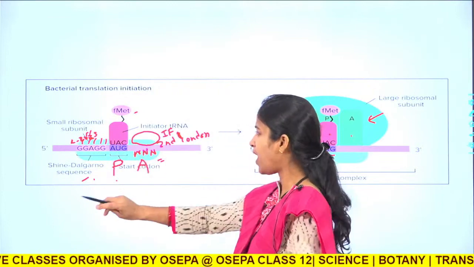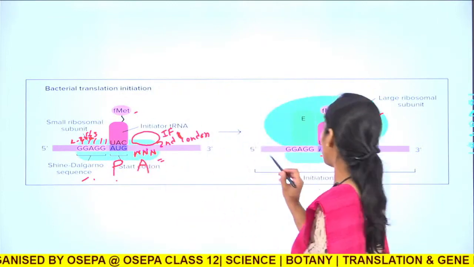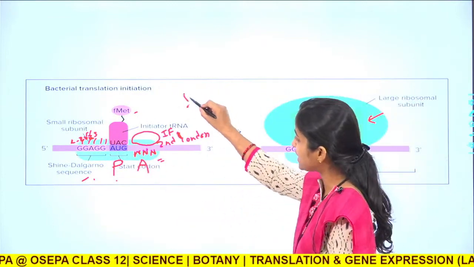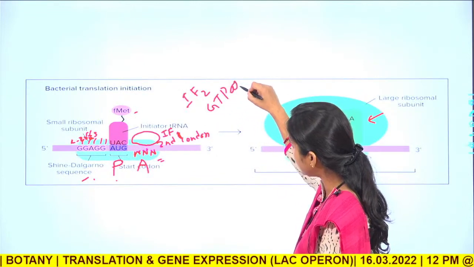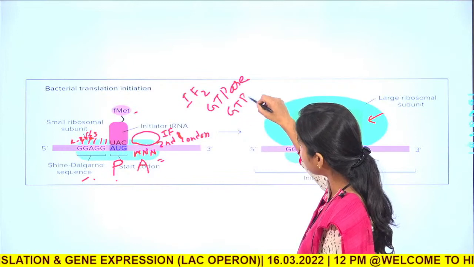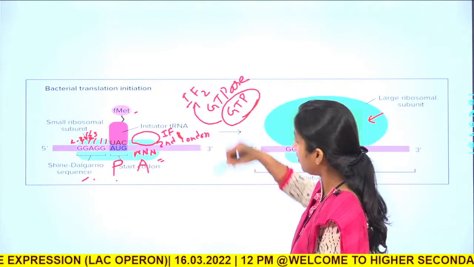So once everything is bound, what happens next? Now with the help of this IF2 factor, which has a GTPase activity, a GTP molecule is attached to the IF2 factor.